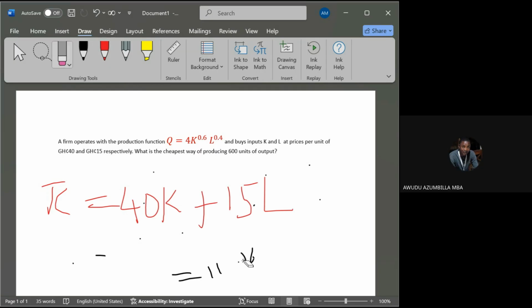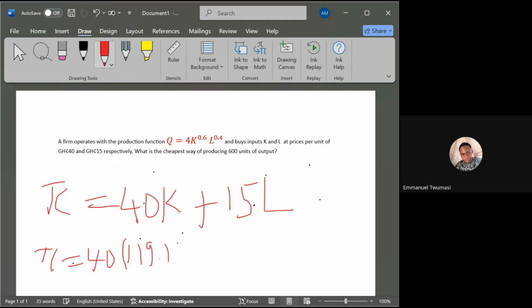So you can find the total cost of the firm, how much the firm incurred to produce 600 units of output. So the total cost can be C is equal to 40, but you know the value of K. The value of K is 11916. So let's leave it this way.